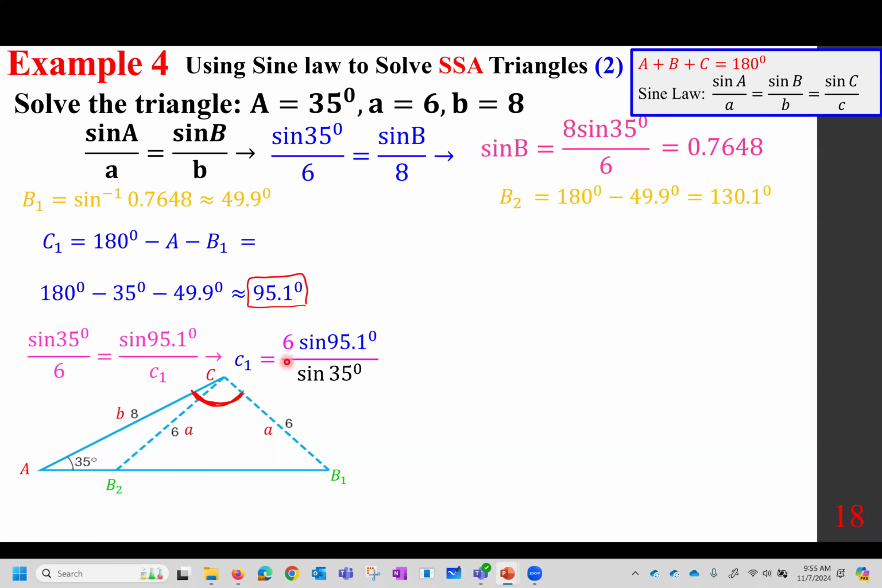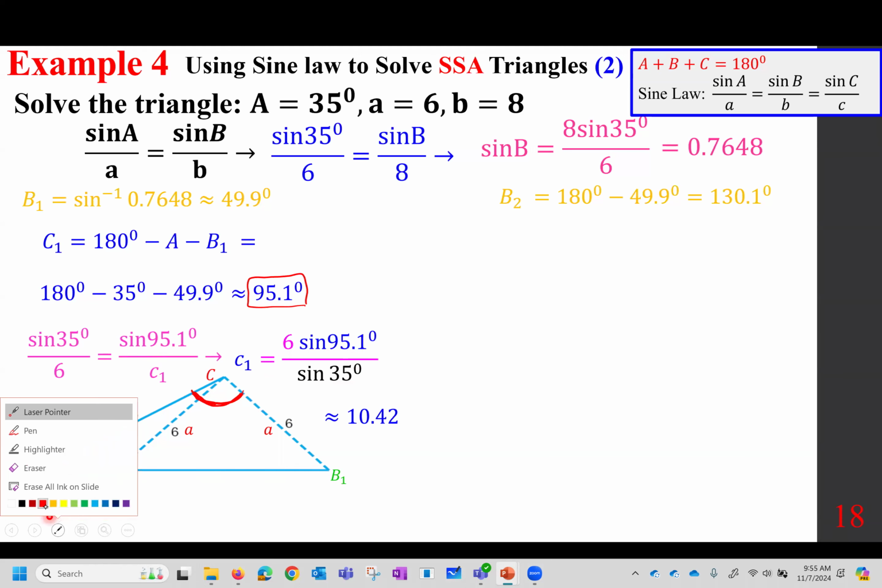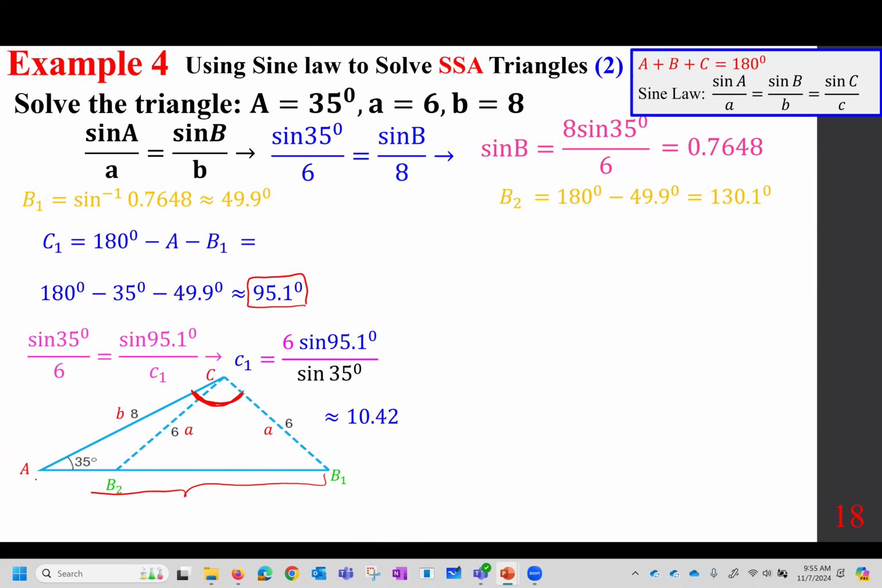So C sub 1 is 6 times sine of 95.1 degrees over sine of 35 degrees. At this point, you have to put it into a calculator and figure out some decimals. Again, you want to be careful with the number of decimals always. 10.42. That means this side is 10.42. That's the minimum. So the big one is solved.